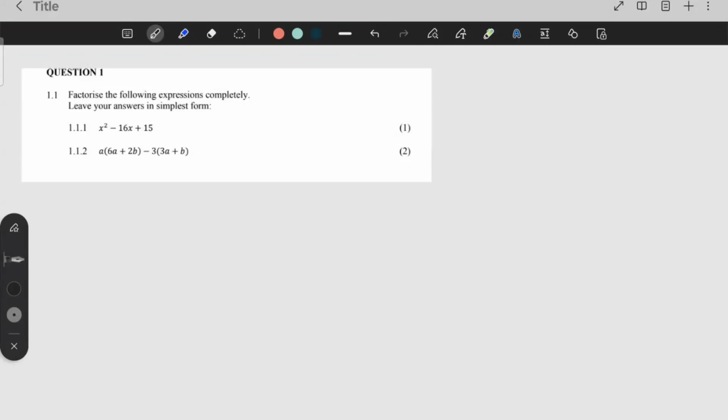Hi, grade 10. So let's look at question 1. Question 1 says, factorize the following completely. Okay, so let's start with the first question, 1.1.1.